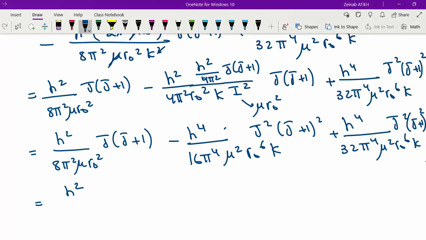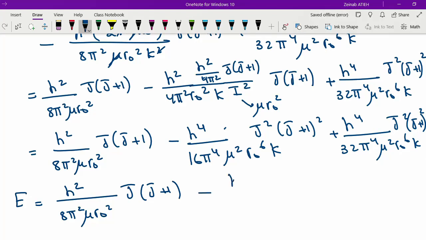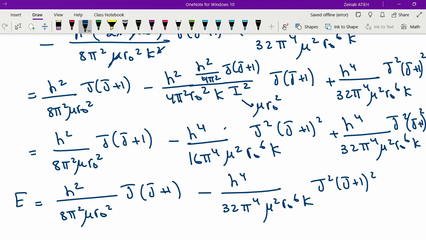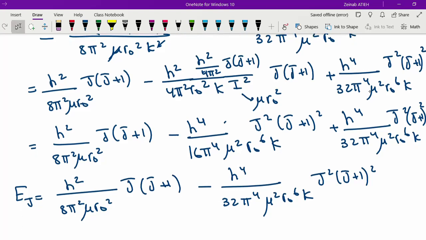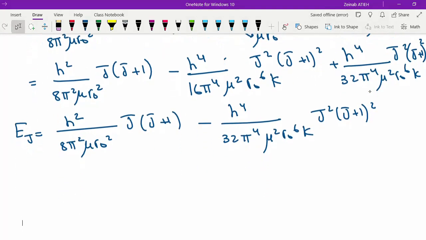So we will end up with the energy equals h² over 8 pi squared mu r0 squared j (j plus 1) minus h⁴ over 32 pi⁴ mu squared r0⁶ k j squared (j plus 1) squared. So this is the energy, or the quantized expression, of the rotational energy in a non-rigid rotor. So now we can find the spectral term Fj.